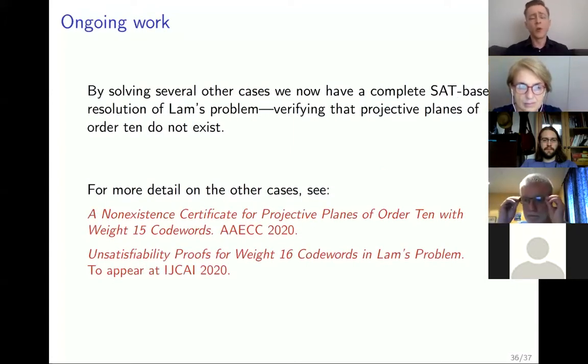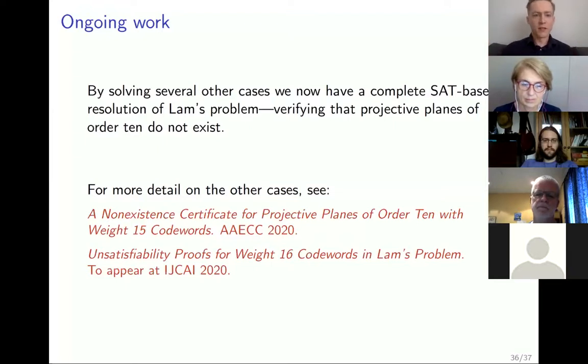So in fact, this is only one case that I've outlined of Lam's problem. We do in fact now have a complete verification of Lam's problem. We've solved the other cases that are necessary. Some of this work has been published. You can see these 2 papers here, and the full resolution should be, look for that soon.